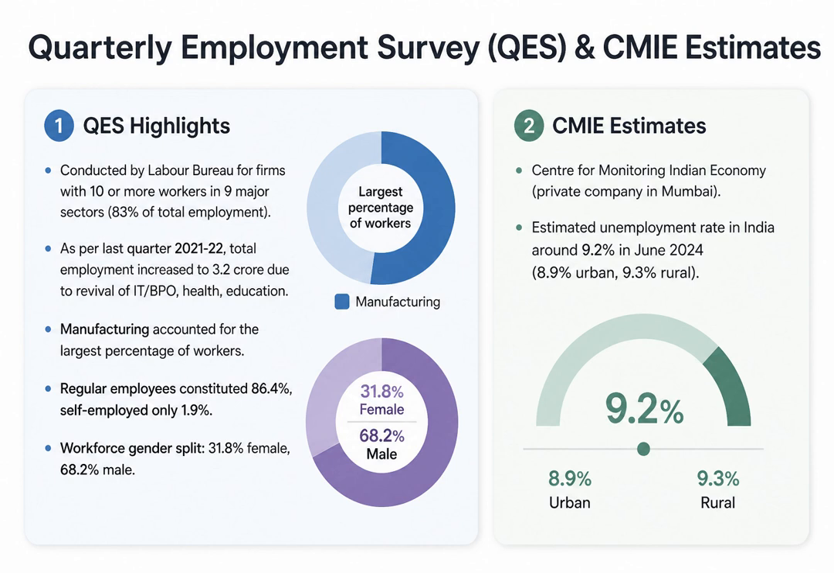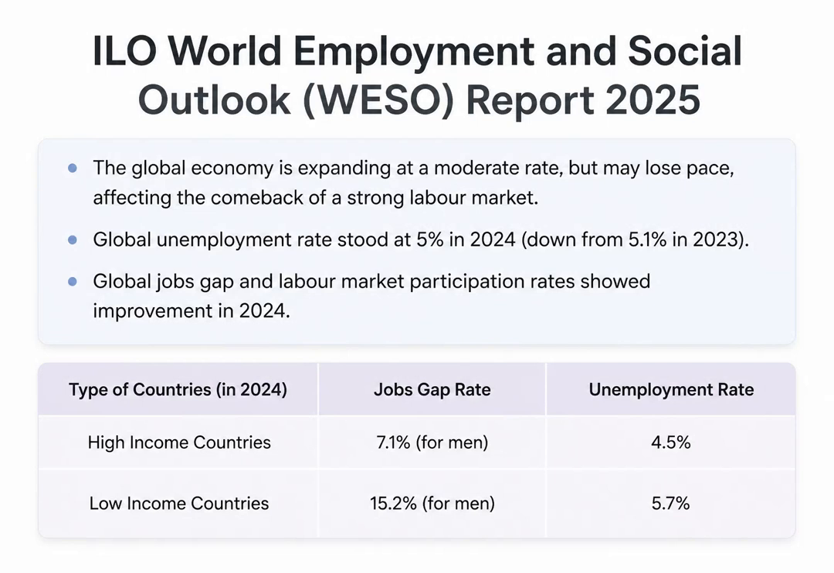On the other hand, we also look at private estimates, like those from the Center for Monitoring Indian Economy, or CMIE. Their data estimated a higher overall unemployment rate of around 9.2% in June 2024. Taking a global perspective, the International Labour Organization released its World Employment and Social Outlook report for 2025. It notes that while the global economy is expanding moderately, it might lose momentum, which could hinder a robust labor market recovery. However, there is good news. The global unemployment rate dropped slightly to 5% in 2024, down from 5.1% in 2023.